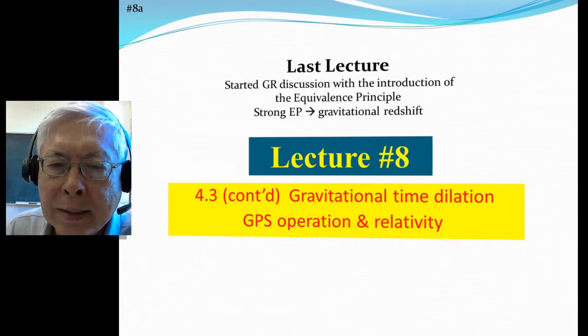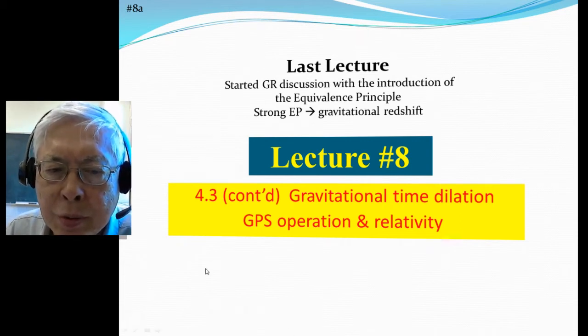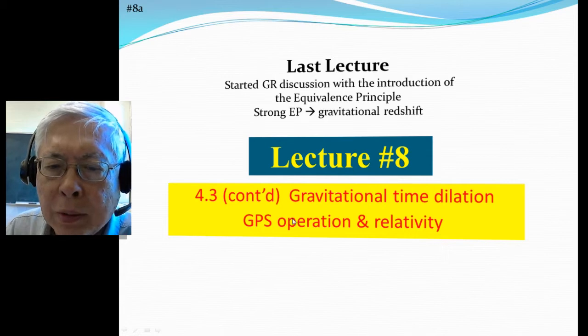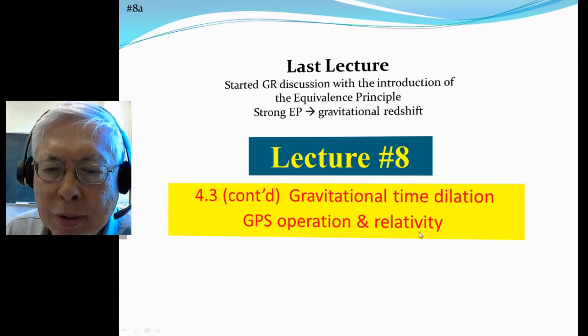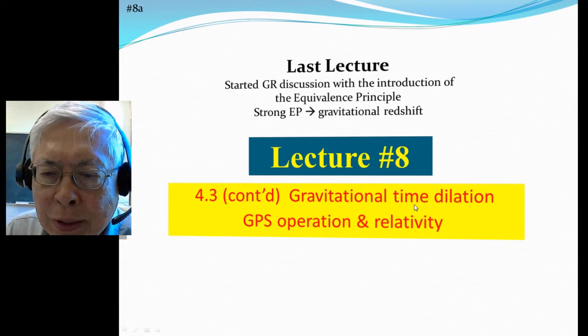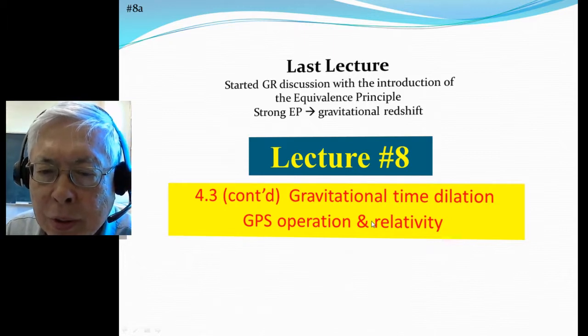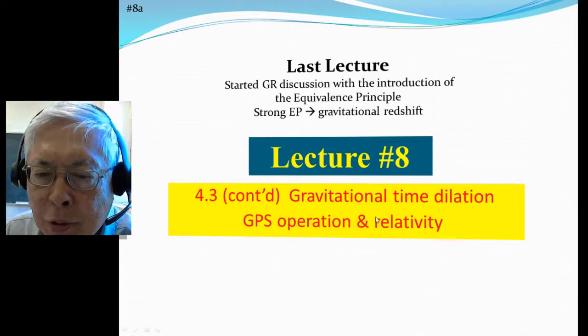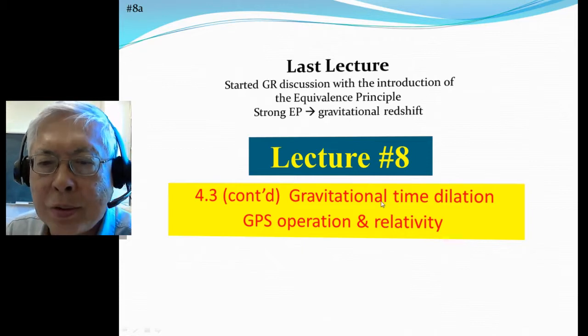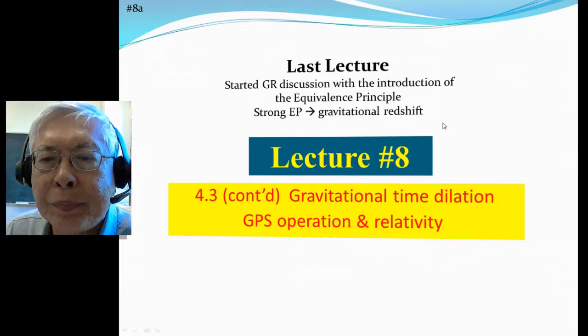And in this lecture, we'll continue to section 4.3. We'll talk about gravitational time dilation. The clock will run at a different rate at different gravitational field points. And talking about GPS, its operation actually really depends on this, in that we need to make corrections corresponding to relativistic time dilations.